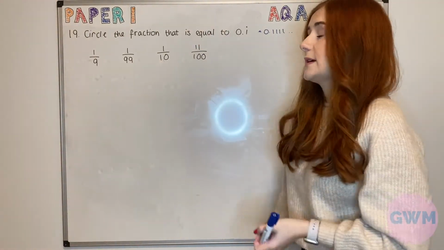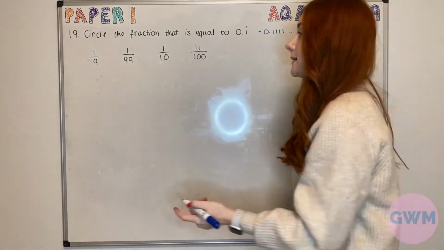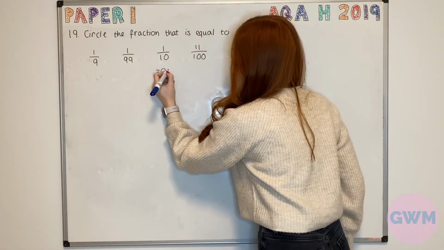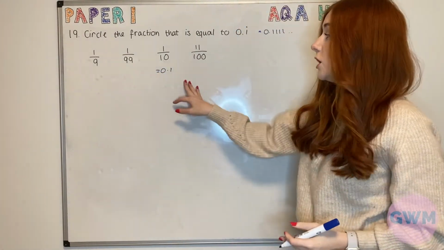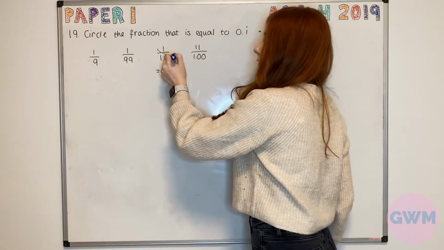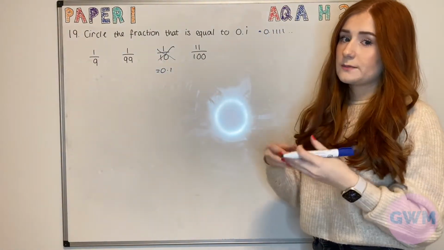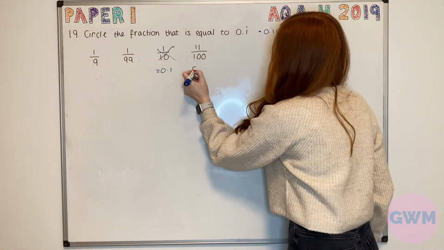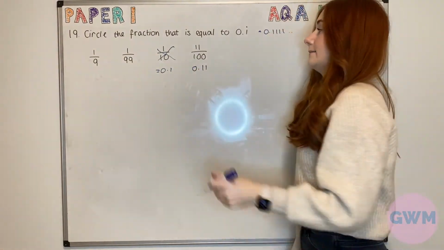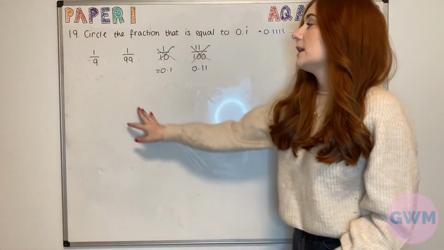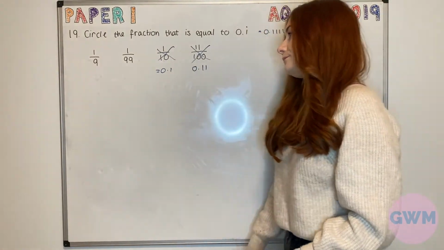So let's look at 1 over 10. 1 over 10 is a simple decimal, and we write it as 0.1. There's no recurring, so it can't be that one. It's the same when we divide by 100. It's never recurring. We can split a decimal very easily by 100. It would look like that. So it's not that one. So that leaves us with this one or this one.